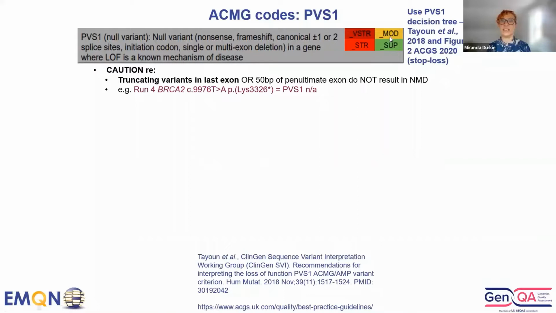So as Andrew said, please use the PVS1 decision tree. It really is good. Also there's another similar tree in the ACGS 2020 guidelines for the stop loss variants. So for the rest of this slide, I'm now going to focus on some of the complexities and when you either shouldn't use PVS1 or you should be very cautious about using PVS1, because this can really trip people up.